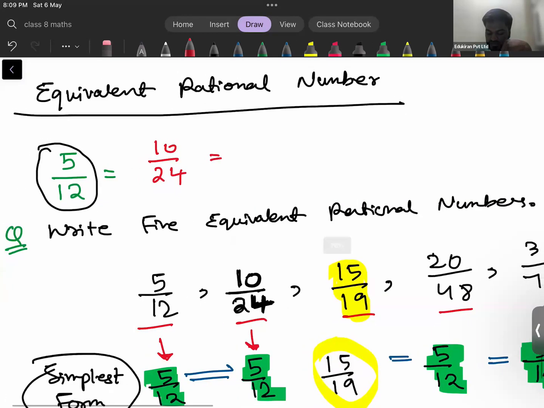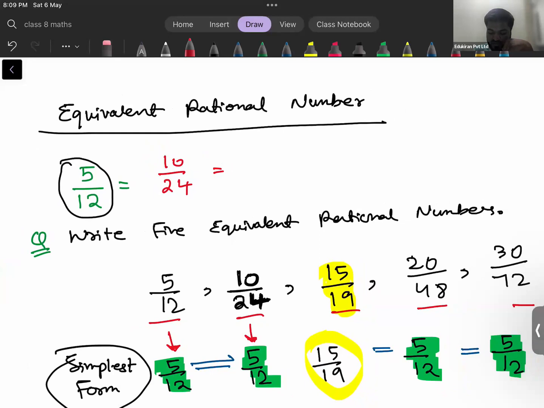Yes, sir. So if the question asks you to write 5 equivalent rational numbers, you will simply multiply the numerator and the denominator with 5 different values, both the numerator and denominator, right?